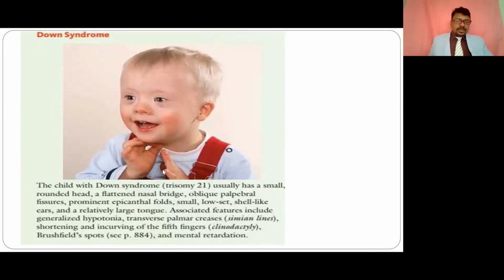And also Brushfield spots and mental retardation. Because the IQ is going to be lower, the skills are going to be slow compared to a normal child. Those are the features of Down syndrome. We can easily find that the appearance of the face is a little bit different from normal persons. The face is going to be small, and the nasal bridge is going to be flattened. These are the special features of Down syndrome. It's a genetic disorder.